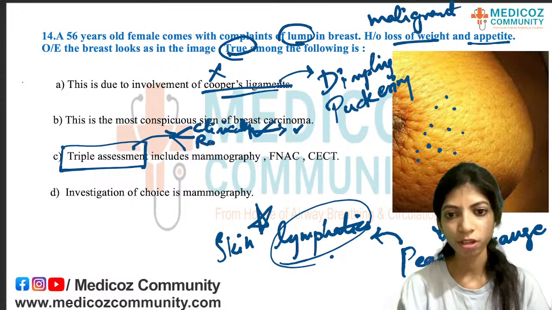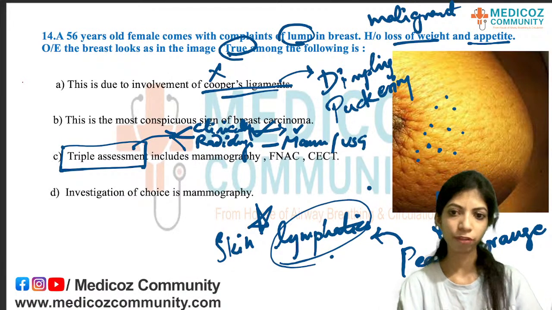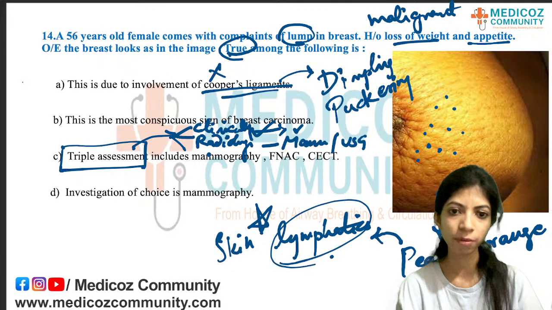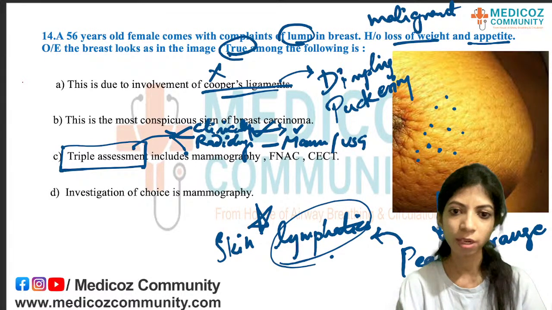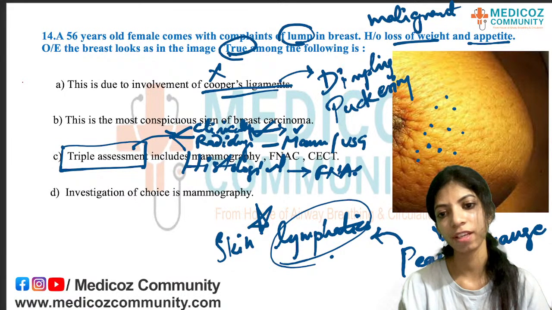Next one is your radiological assessment. This radiological is through mammography or ultrasound. Mammography or ultrasound comes under the radiological part. And the third one is your histological part. Histologically you will see it through FNAC or a biopsy.